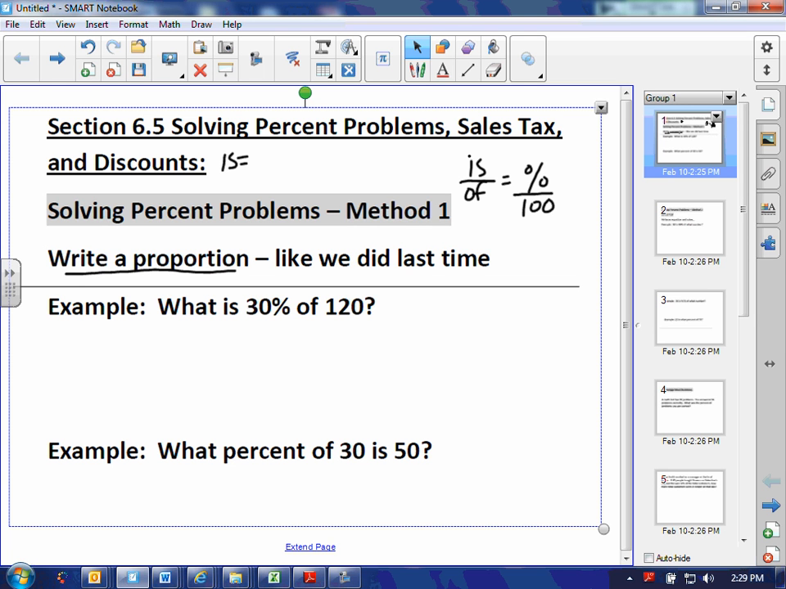Is represents your portion of the total. So if you're finding a part or a percentage or a portion of the total, that's what the is would be. Your of represents the total, and your percent is obviously your percentage of the total.